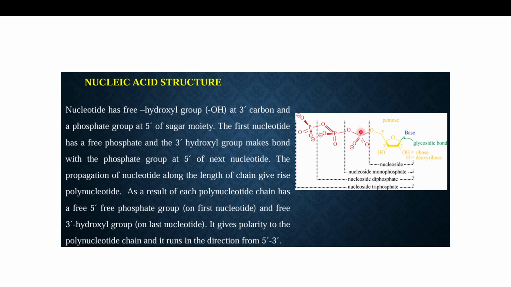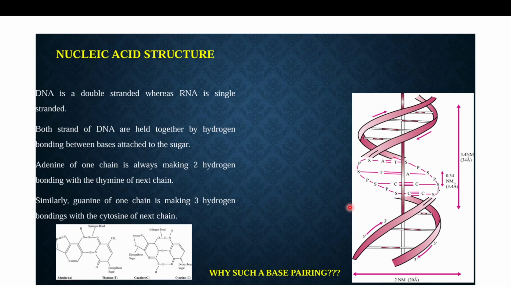Eventually, we have a free 5' phosphate group on the first nucleotide and a 3' hydroxyl group on the last nucleotide. It gives polarity to the polynucleotide chain, thereby running in the direction from 5' to 3'. Okay. Now, DNA is a double-stranded helix, and RNA is single-stranded, and both DNA strands of the helix are held together by hydrogen bonding between the bases attached to the sugar.